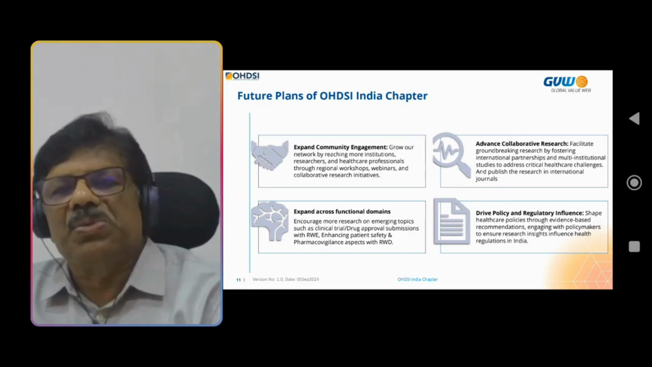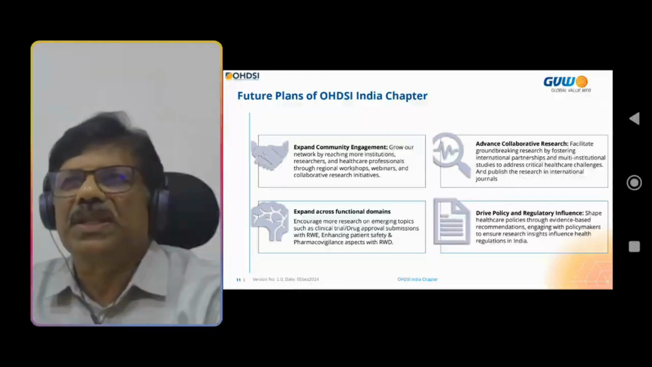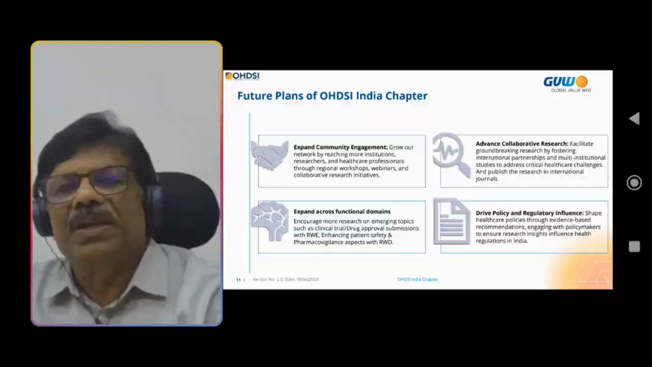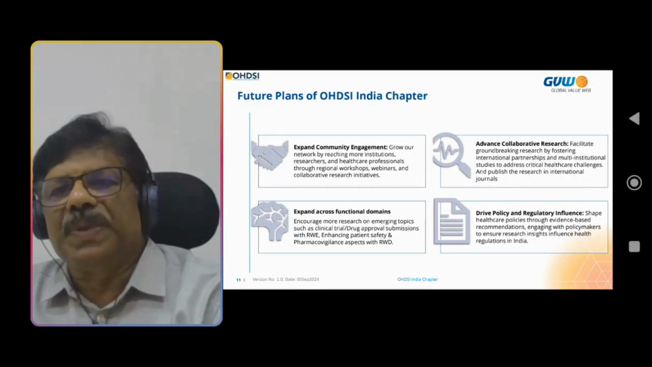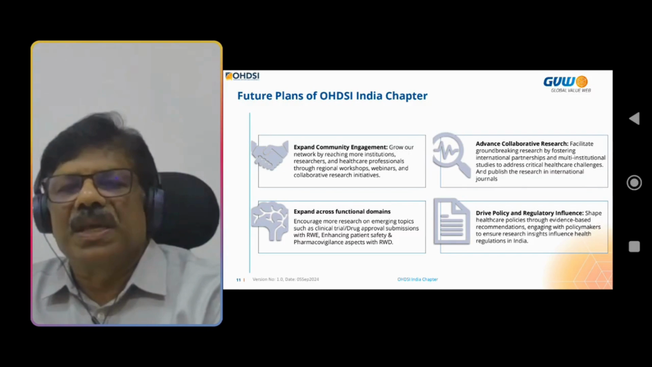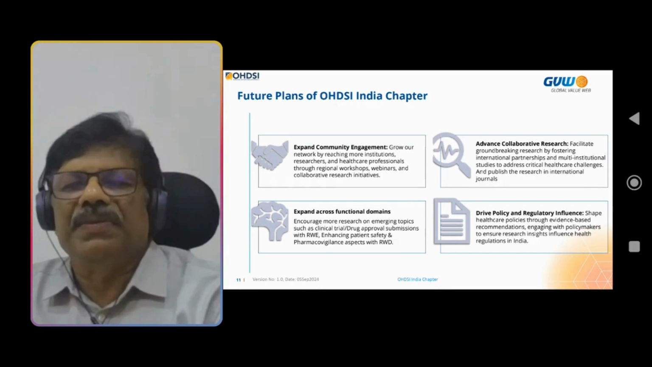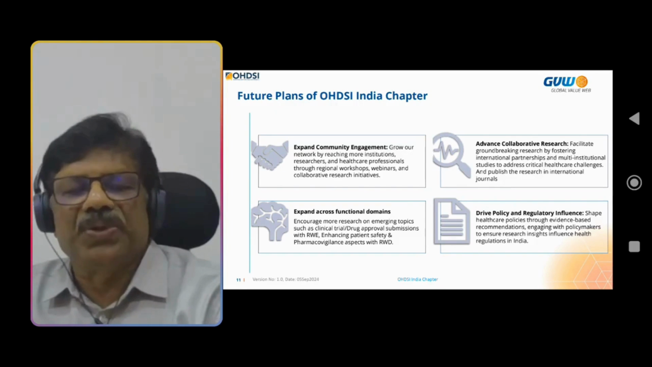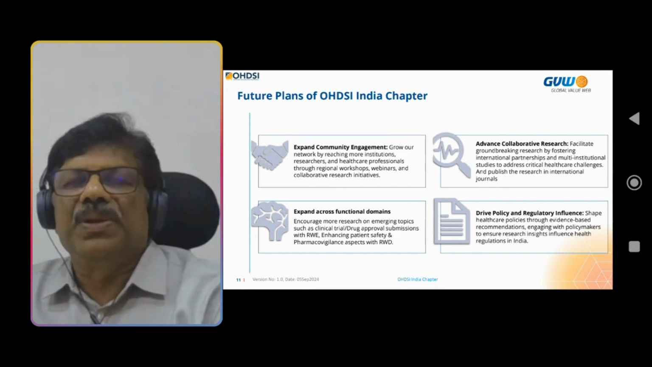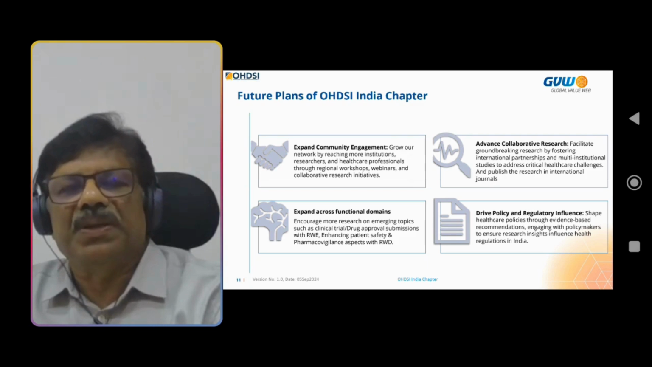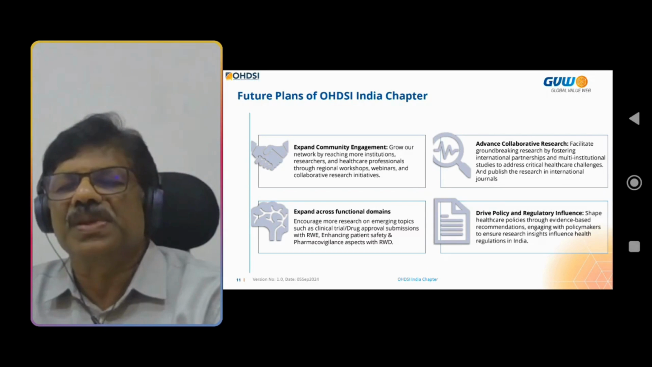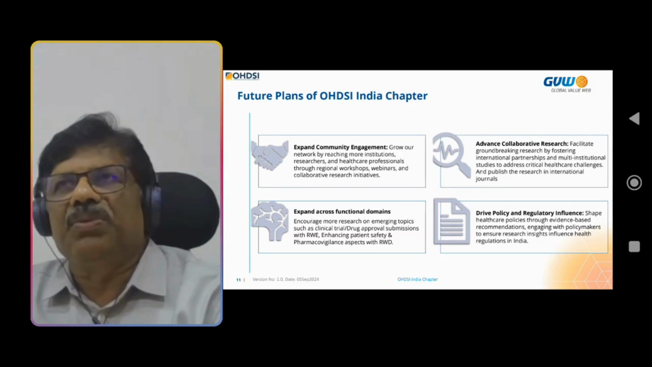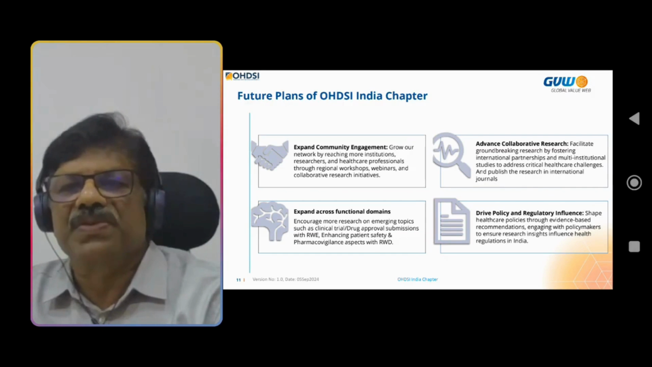Once we have more data partners and more researchers on board, definitely more collaborative research will be happening on healthcare challenges, and that would also facilitate a way to publish those researches in reputed journals. And we are also planning to expand into functional domains like clinical trials, drug approval submissions, and also the pharmacovigilance and safety areas as well.